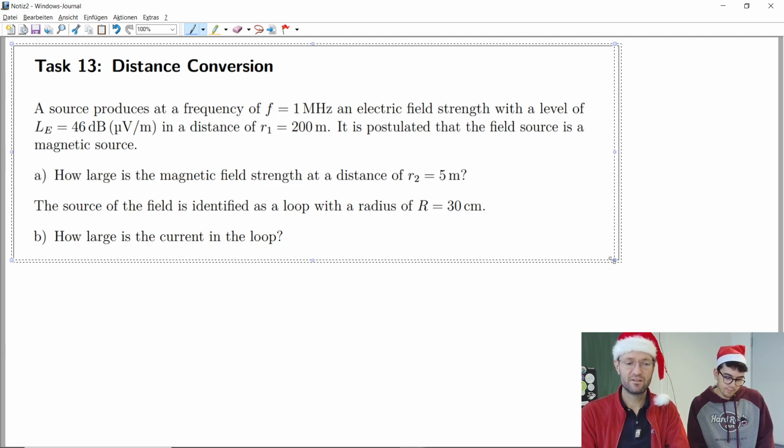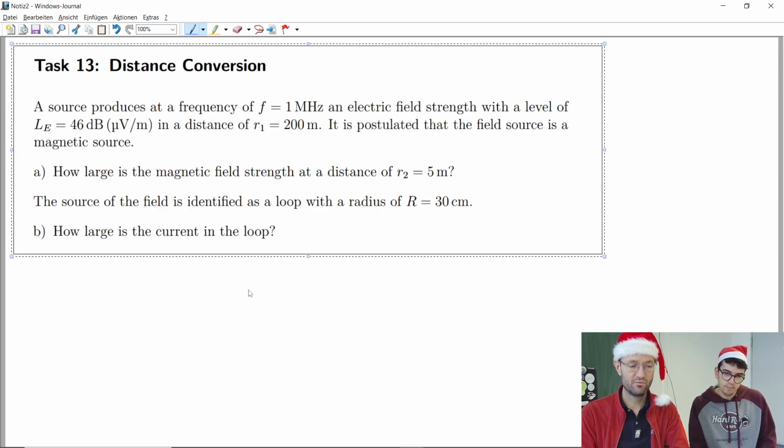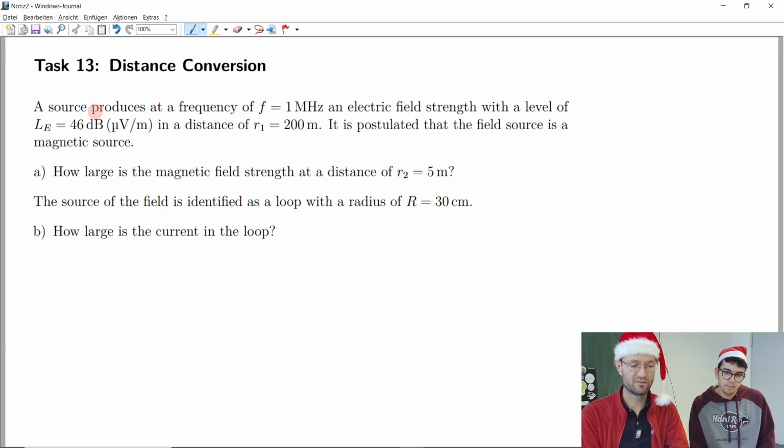And then we can have the next look at task 13, which is once again about distance conversion. And here we have, again, a source that has a frequency of 1 megahertz. At this frequency, it creates some electric field strength with a certain level. The field strength is not given directly as a field strength, but as a level in decibel, at some distance of 200 meters.